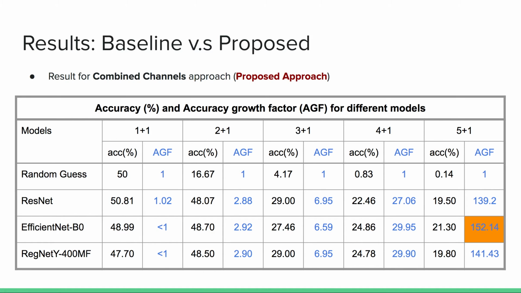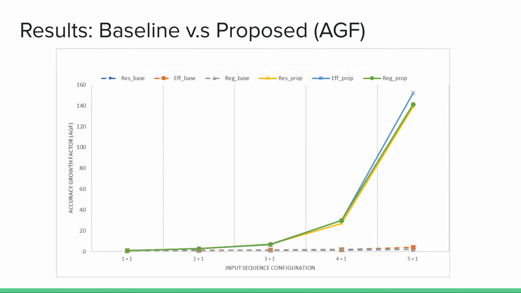We can see that the AGF values are significantly higher than the baseline. Especially for the 5+1 input configuration with EfficientNet, it is 152 times more accurate than random guessing. Furthermore, as shown from this plot, the proposed approach achieves higher AGF across all CNN models and input configurations compared to the baseline approach. We believe our approach outperforms the baseline approach because stacking the channels preserves the context of the input sequence on a higher level, which is critical for sorting tasks.